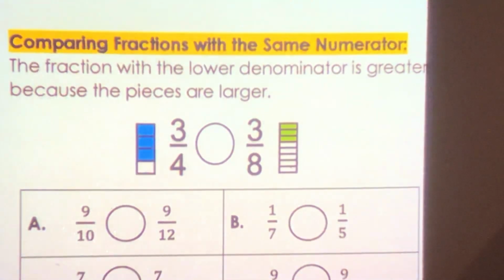Hi, fifth graders. Our focus for the next 2 lessons is going to be comparing fractions. Today we're going to look at how to compare fractions with the same numerator and fractions with the same denominator. So first up, same numerator.